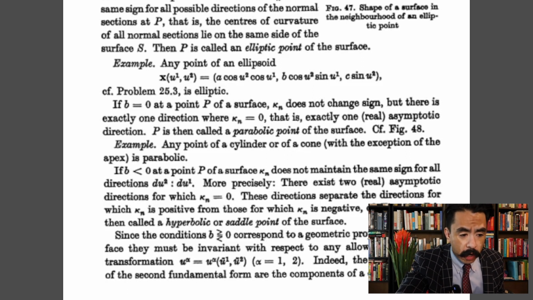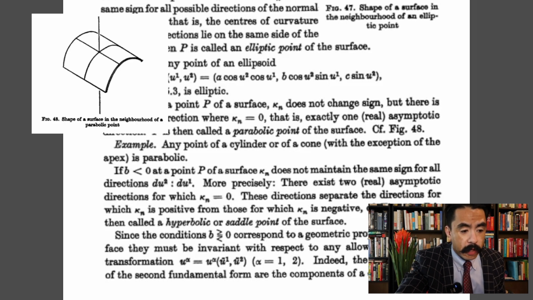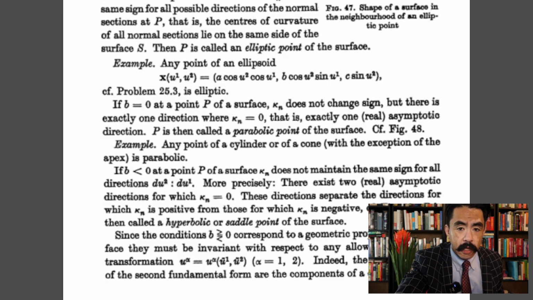If b equals 0 at a point P of a surface, κ_n does not change sign, but there's exactly one direction where κ_n equals 0. That is, exactly one real asymptotic direction. P is then called a parabolic point of the surface, see figure 48. Another example: any point of a cylinder or of a cone, with the exception of the apex, is parabolic.